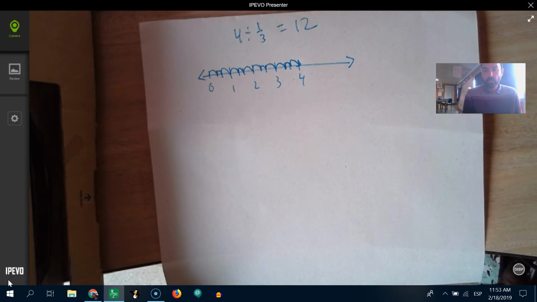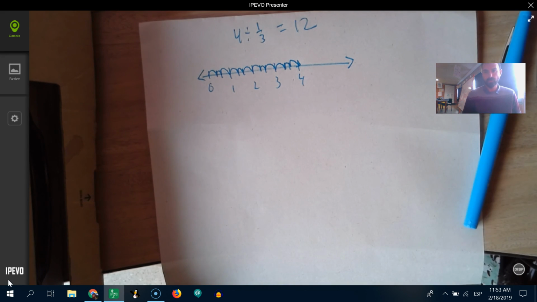So those are just a couple strategies that we can use when multiplying and dividing fractions, whole numbers, fractions, mixed numbers, and fractions.